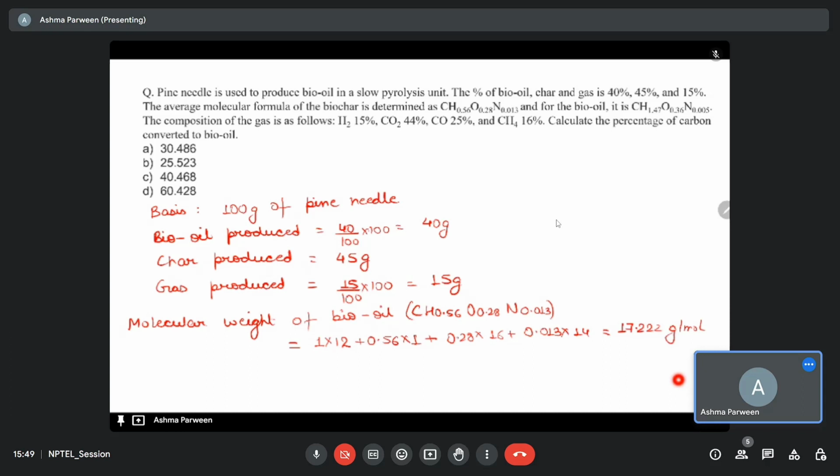So we now know the molecular weight, and we also know how much bio oil is produced. So we can find out the number of moles of bio oil produced. We have 40 grams of the bio oil, so 40 by 17.222 will give us 2.33323 moles.